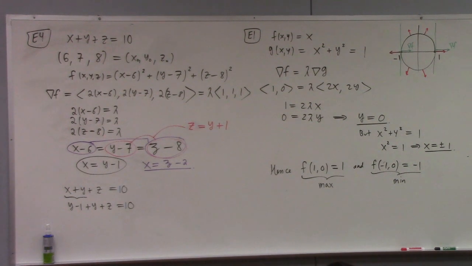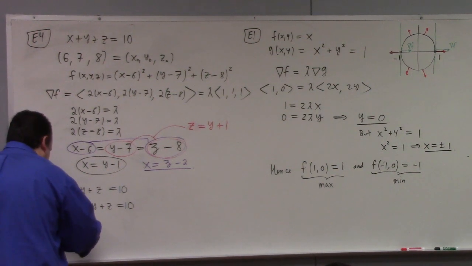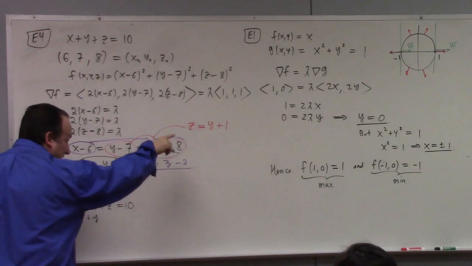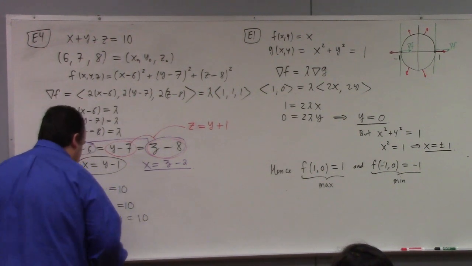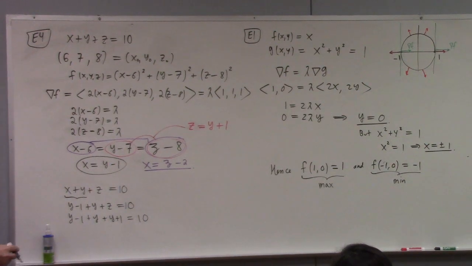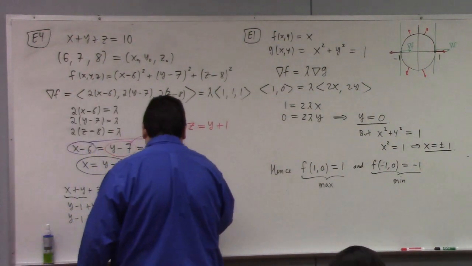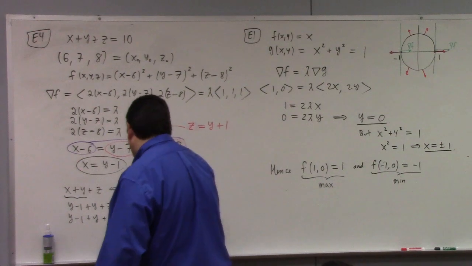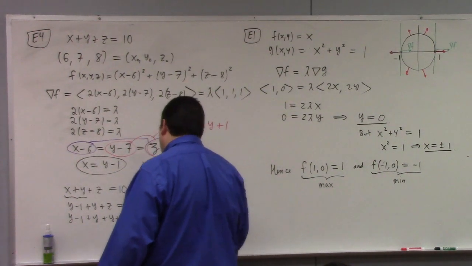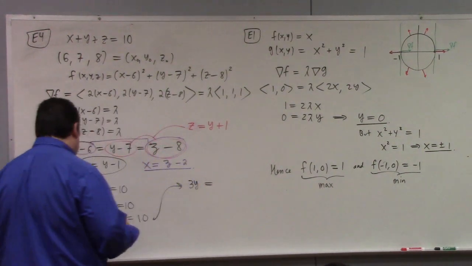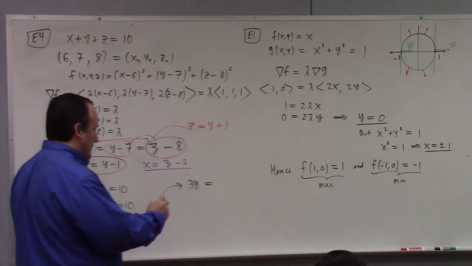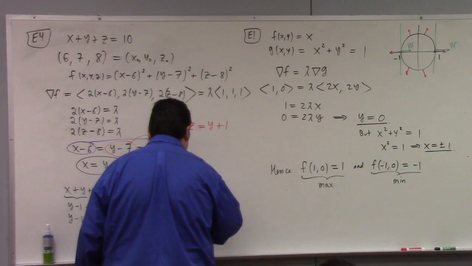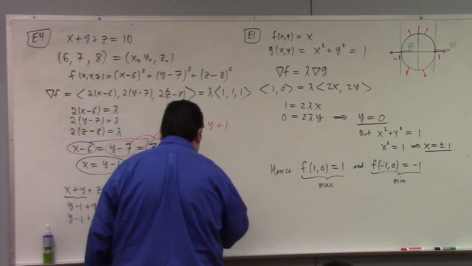So the z I can eliminate with the red equation, right? So I've got y minus 1 plus y plus my z, which is y plus 1, equals 10, which gives me what? 1, 2, 3y is equal to what? Oh, 10. All right, so y is equal to 10 over 3.